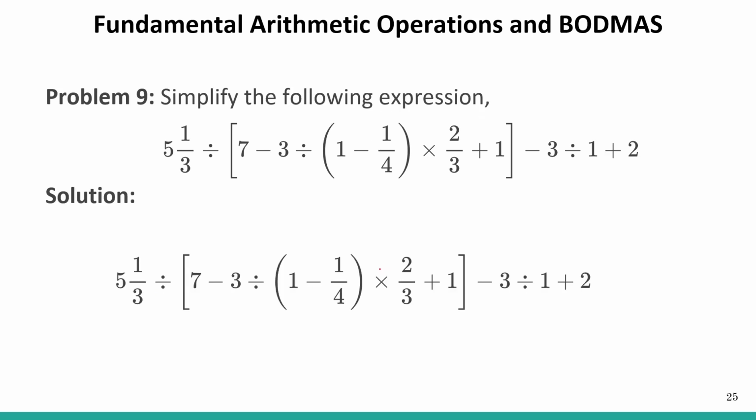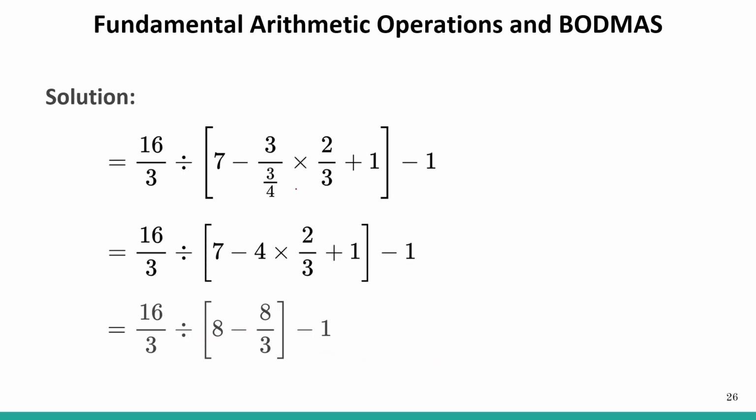Let's see. If we go with the BODMAS rule, first bracket, then exponent, then division, then multiplication, addition, and then subtraction, right? So we go for brackets first. This and this needs to be solved first. First we remove the first bracket and then we are left with this one. Here you can see 4 into 3 by 3, that is 3 gets cancelled out. And so this will be 16 by 3, divides 7 minus.